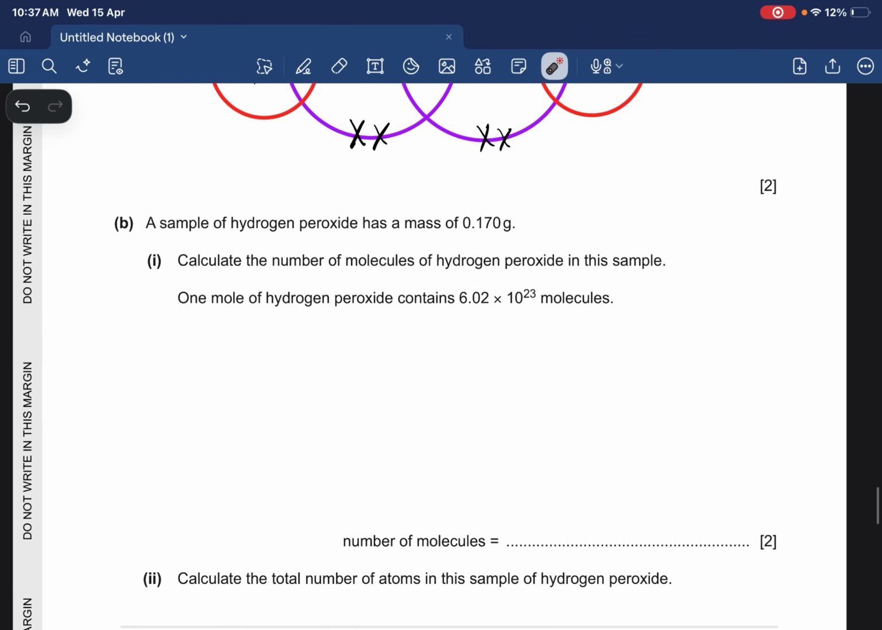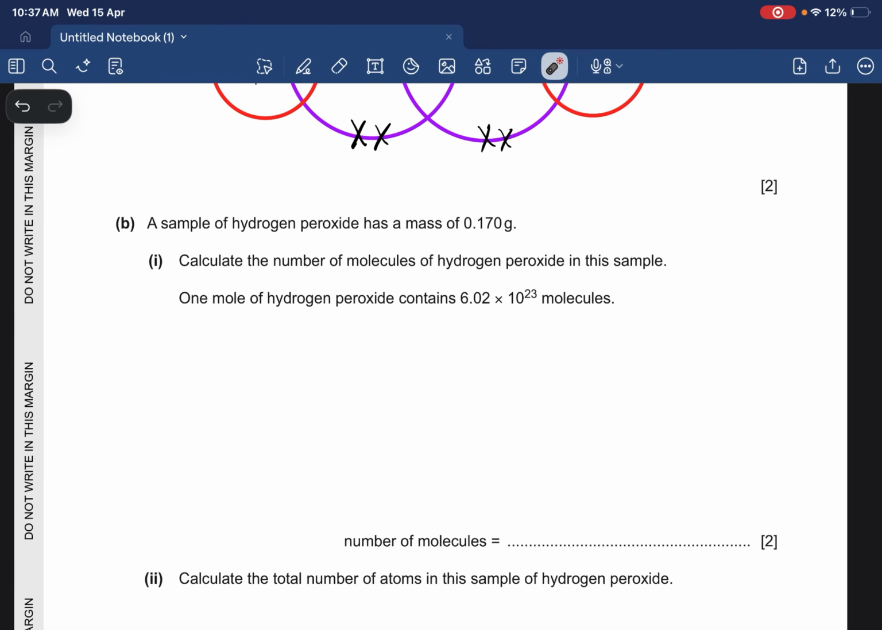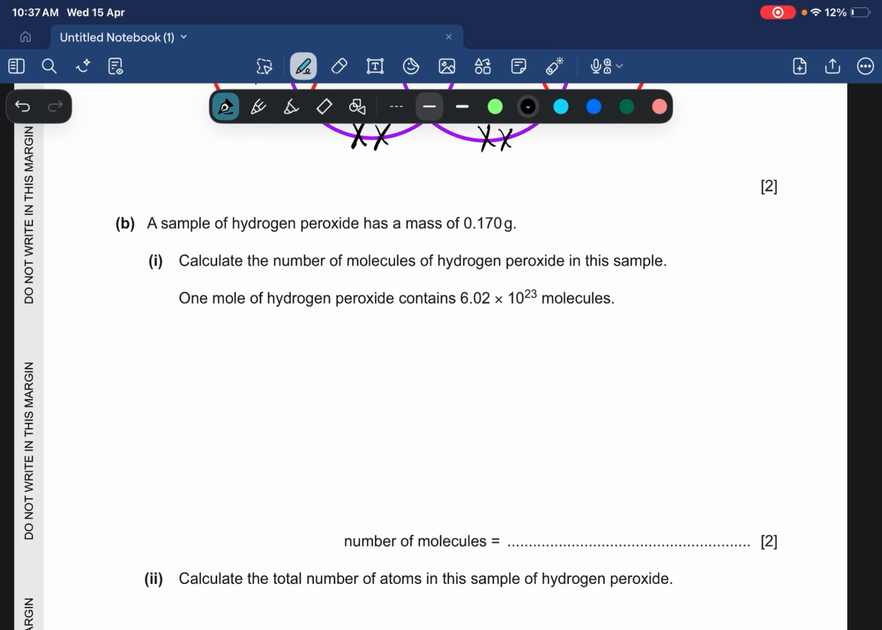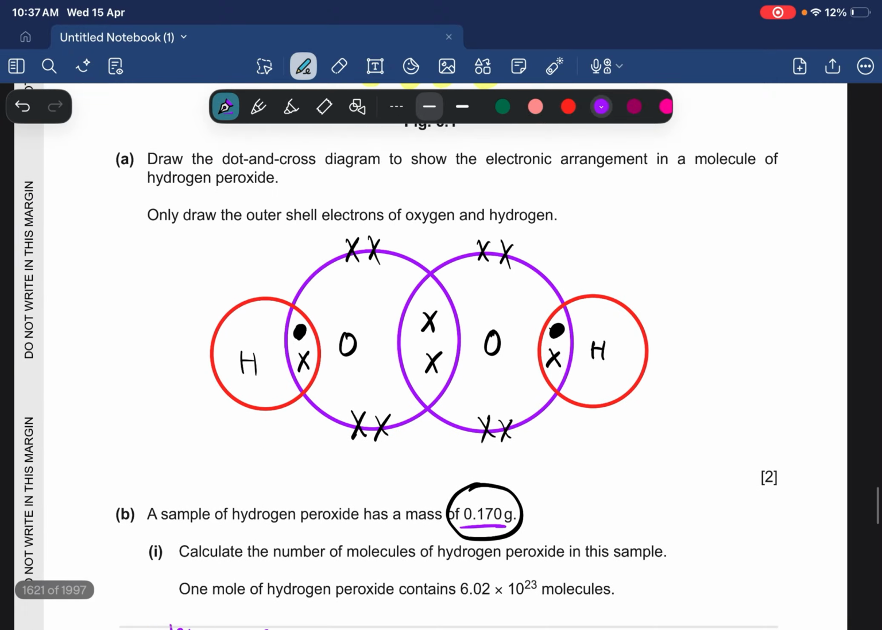Okay, a sample of hydrogen peroxide has a mass of this. Calculate the number of moles of hydrogen peroxide in the sample. 1 mole of hydrogen peroxide contains... Okay, so I have to calculate the number of molecules. No worries. I have the mass. First, I'm going to calculate the moles. Simple. Moles equals mass over Mr. Moles equals my mass, which is 0.170, over my Mr of hydrogen peroxide.